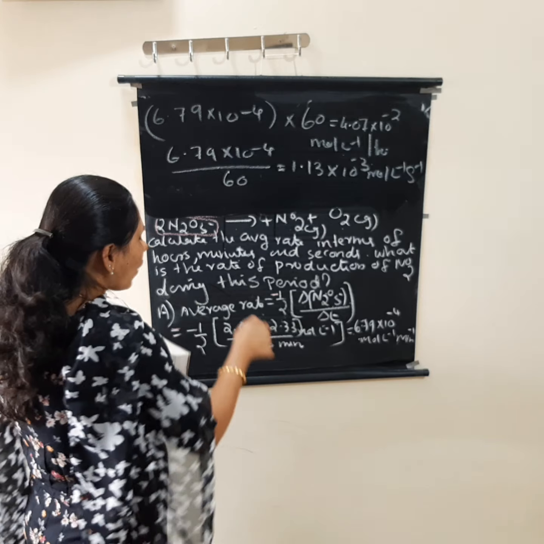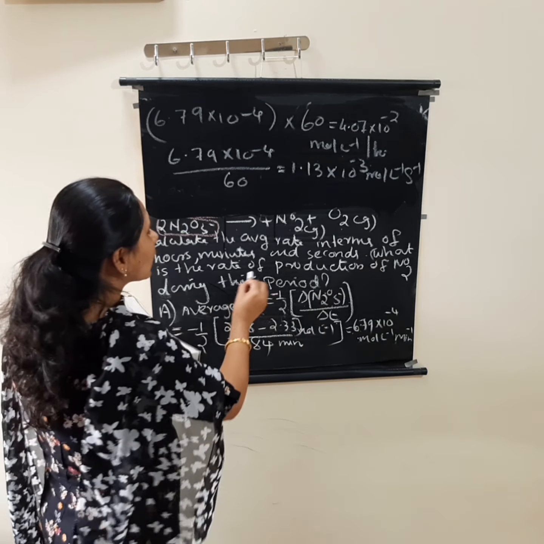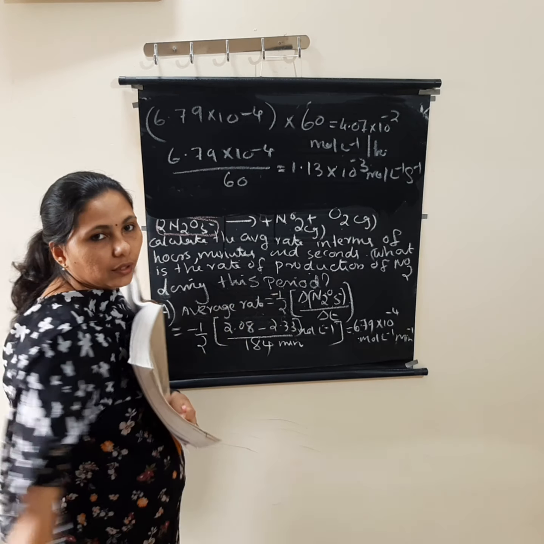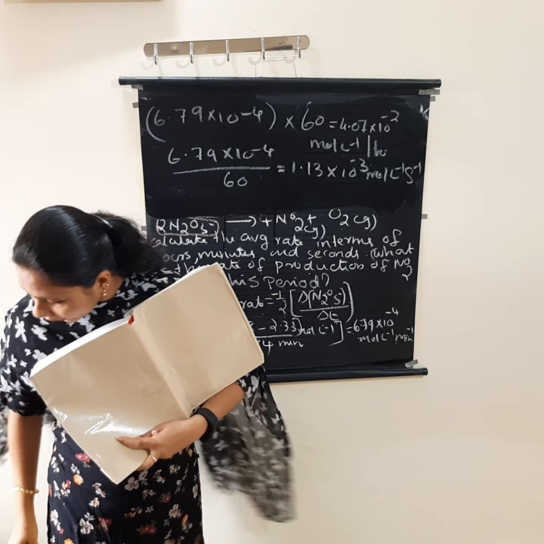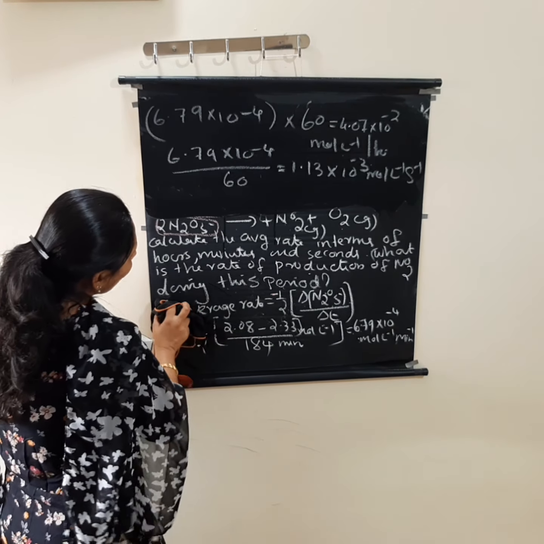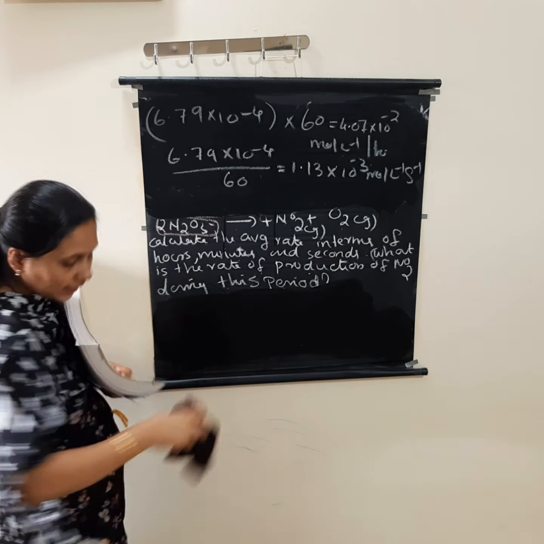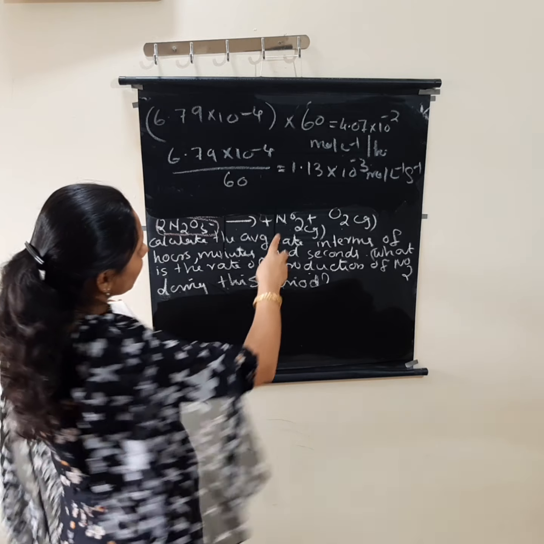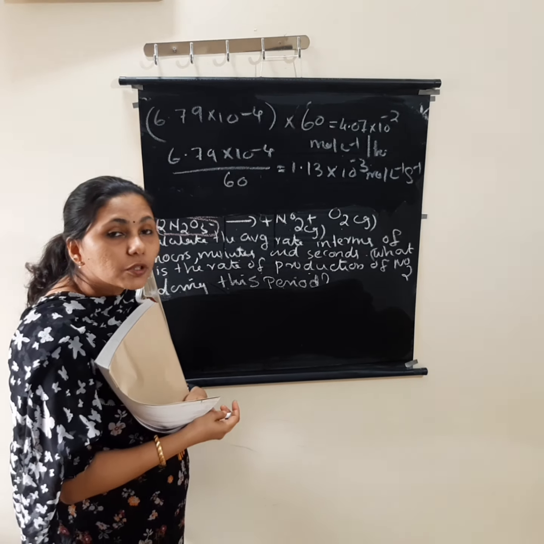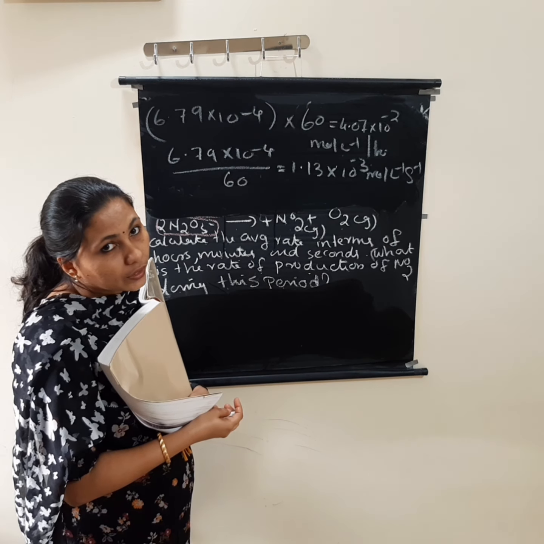Then one more thing is given in the problem: what is the rate of production of NO2 during this period? So how will we find that? According to this equation, NO2 is which one? The product, right? So in terms of product, how can we write the rate?